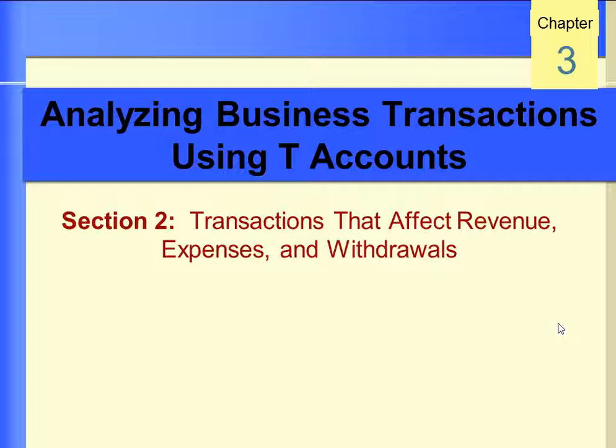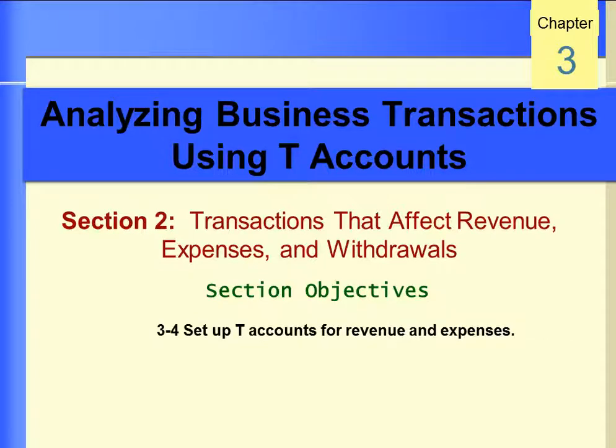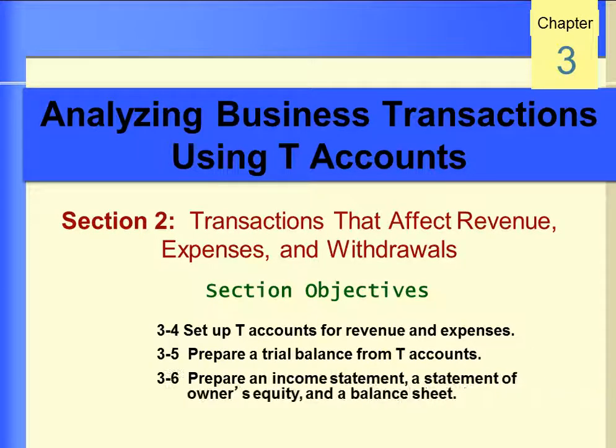So section 2, we'll be going through the same thing, but now with the income statement accounts. So we have revenue, expenses, withdrawals. I wouldn't really say withdrawals is an income statement account. It's more of a reduction to the capital account, but for simplification, we'll include it with revenue and expenses. Here are the objectives: set up T accounts, prepare a trial balance from the T accounts, prepare an income statement, owner's equity statement, and balance sheet. Develop a chart of accounts.